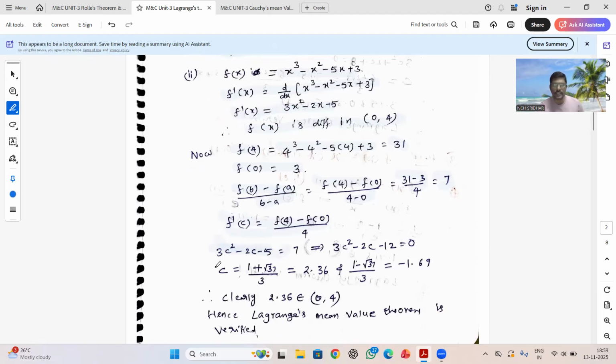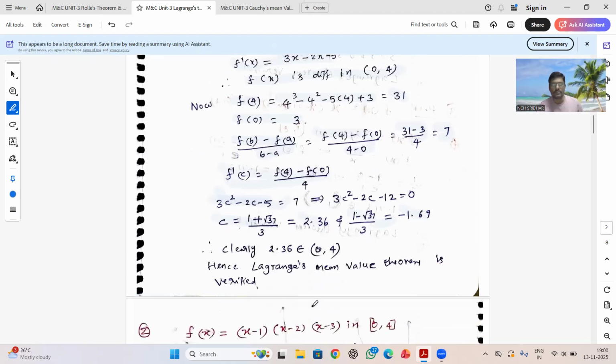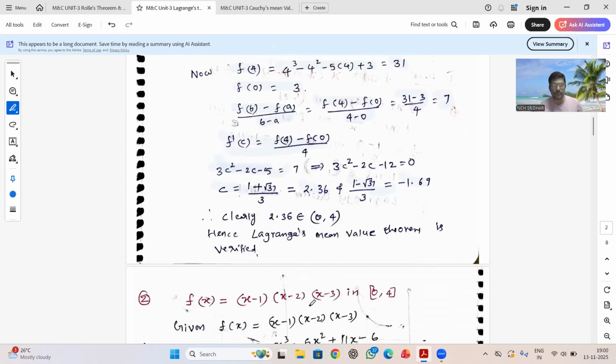After solving using the quadratic formula, we get c equals (1 + √37)/3, that is approximately 2.36, and we get (1 − √37)/3, that is approximately −1.69. Now this −1.69 does not belong to (0, 4). Clearly this 2.36 belongs to (0, 4). Hence at least one value belongs to (0, 4). Hence Lagrange's mean value theorem is verified. So in this way we do the Lagrange's mean value theorem problems.